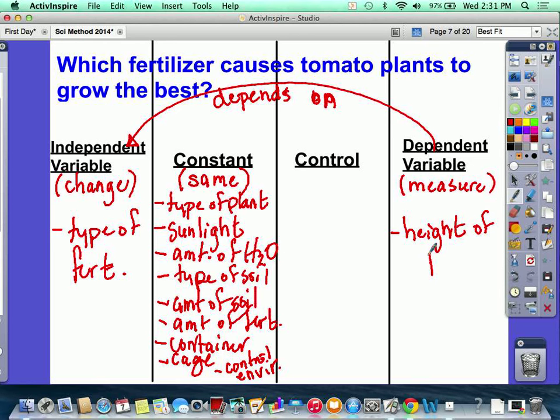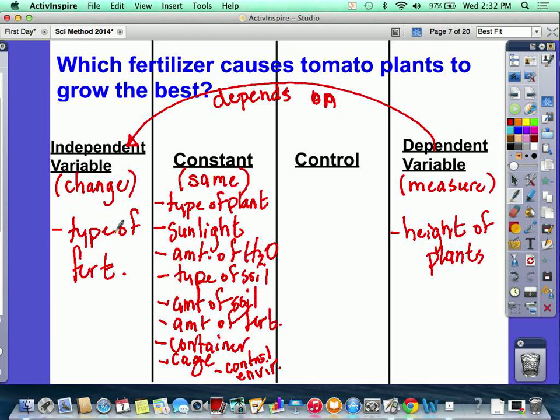The height of the plants would be our dependent variable. It's how we're going to measure whether these fertilizers are effective or not. Now, I was going back to DJ several times because he used several words that were great words, but we've got to be specific in how we're going to measure something. Otherwise, we're not going to be able to tell whether or not our independent variable is effective or not.